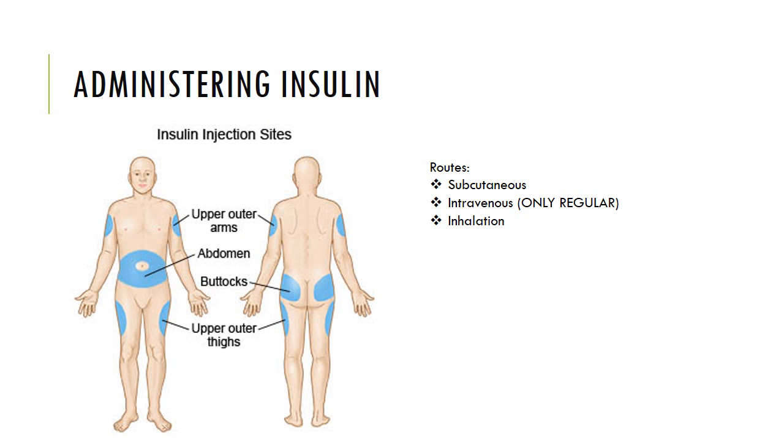So our last slide is just showing you how to administer insulin. So you have your different areas. The upper outer arms is an area, your abdomen, your buttocks, and your upper outer thighs. Typically, the fastest absorption route is your abdomen, so you usually go for that. And it's important to teach your patients about rotating the site.